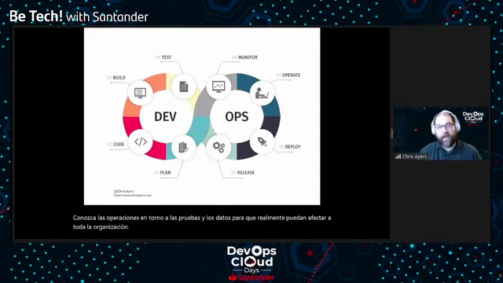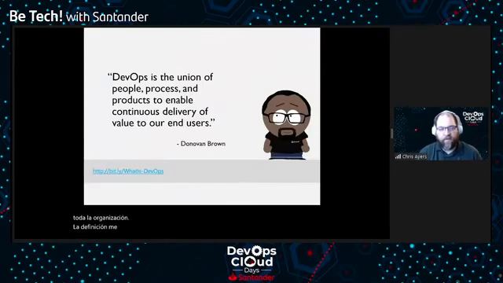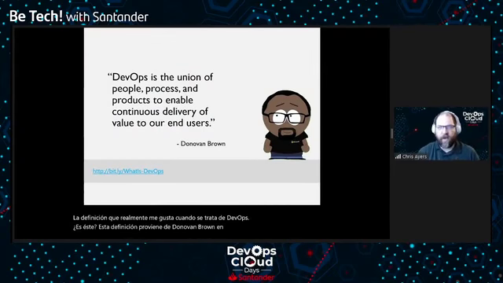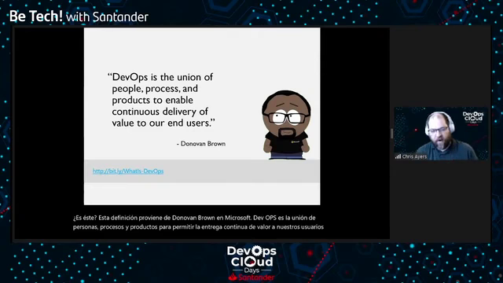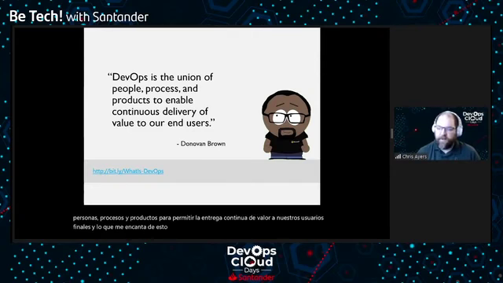The definition I really like when it comes to DevOps is this one, from Donovan Brown at Microsoft. DevOps is the union of people, process, and products to enable continuous delivery of value to our end users. I've included a link to his blog. He spent about a month really working on this definition. What I love about it is it really starts with people. People are the core part of DevOps, surrounded by processes, enabled by products.